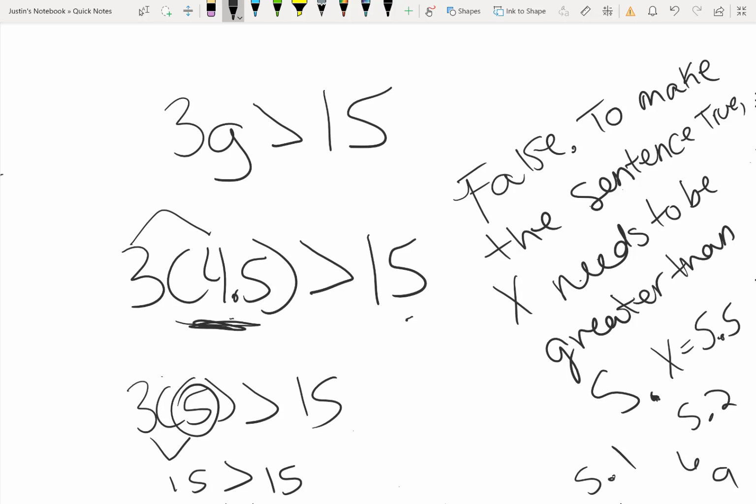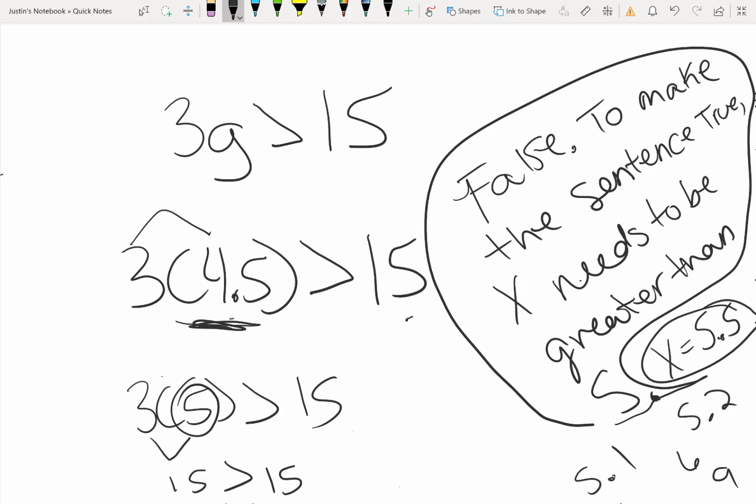So you need to put that x equals some number. So you need to have all of this for number 1. And then you need to write x equals whatever number you choose. It just has to be greater than 5, even if it's just 5.1. Because 5.1, when it's multiplied by 3, will be greater than 15. Not by a lot, but it still will be greater than. And this symbol means greater than.